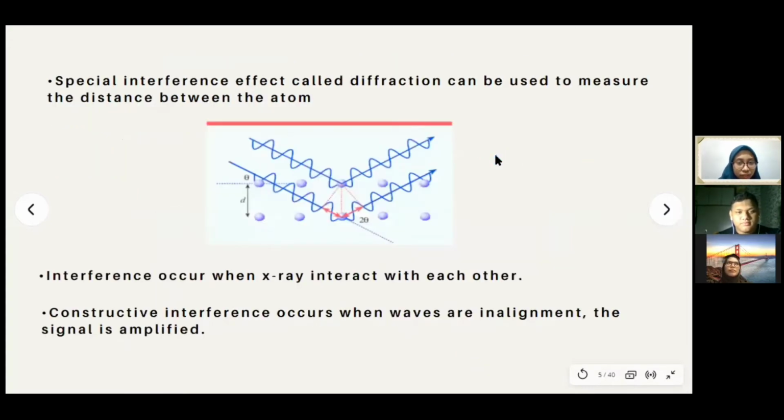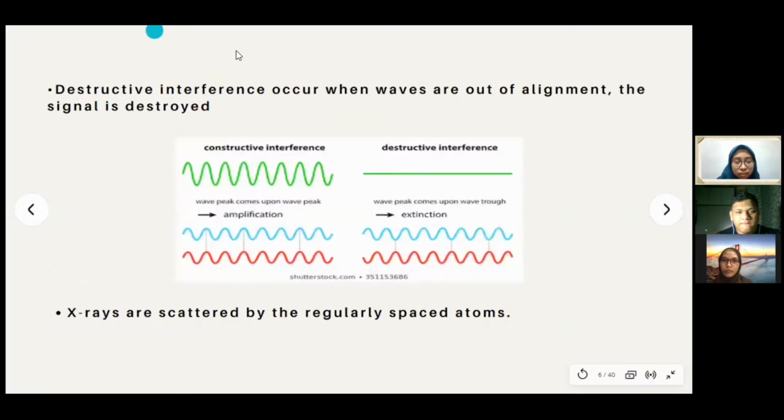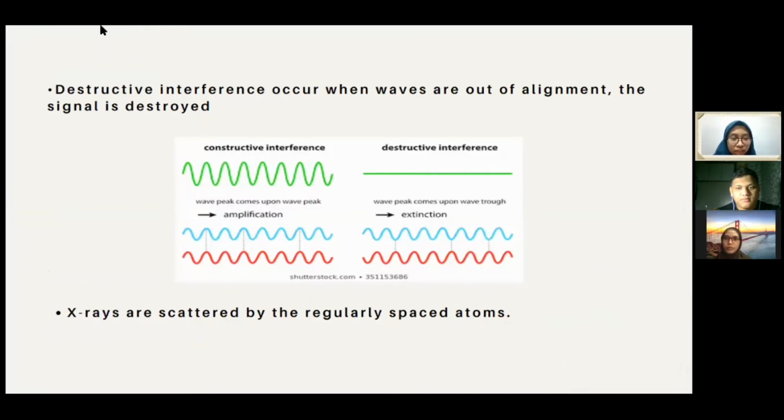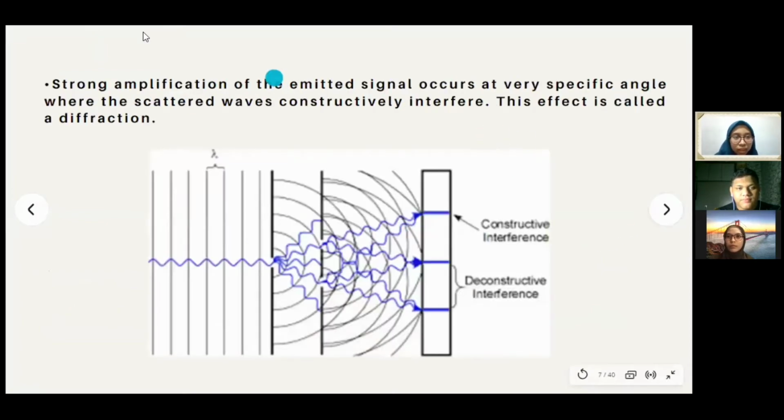A special interference effect called diffraction can be used to measure the distance between the atoms, and the interference occurs when X-rays interact with each other. Constructive interference occurs when waves are in alignment, and the signal is amplified. Destructive interference occurs when waves are out of alignment, and the signal is destroyed. X-rays are scattered by the regularly spaced atoms. Strong amplification of the emitted signal occurs at very specific angles where the scattered waves constructively interfere. This effect is called diffraction.